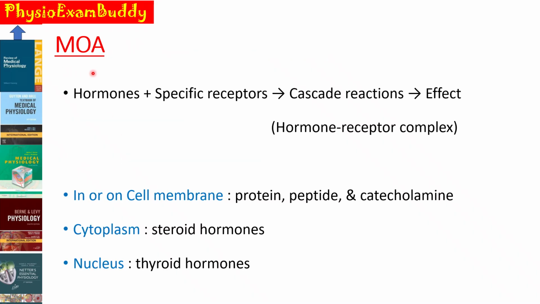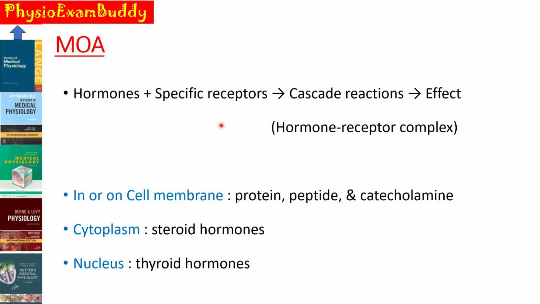Next is the mechanism of action of these hormones. If we study based on these three classes, it will be much easier to remember the mechanism of action. The basic mechanism is that when the hormone is secreted, it will come and bind with specific receptors. On binding with this receptor, it will produce a certain cascade of reactions which will produce the effect in the target cell, mainly by the hormone receptor complex.